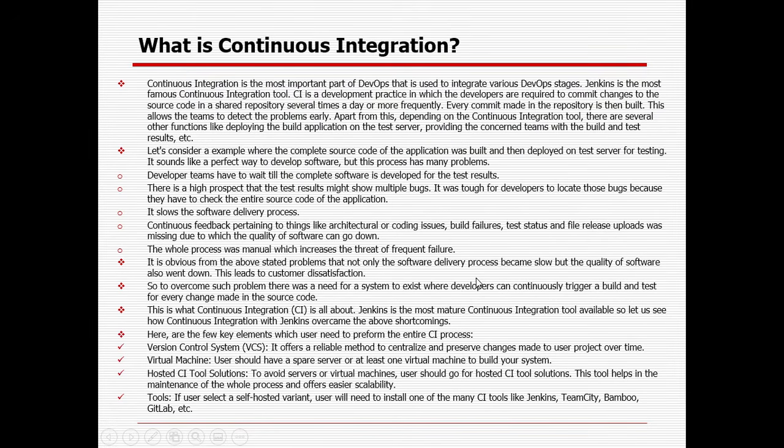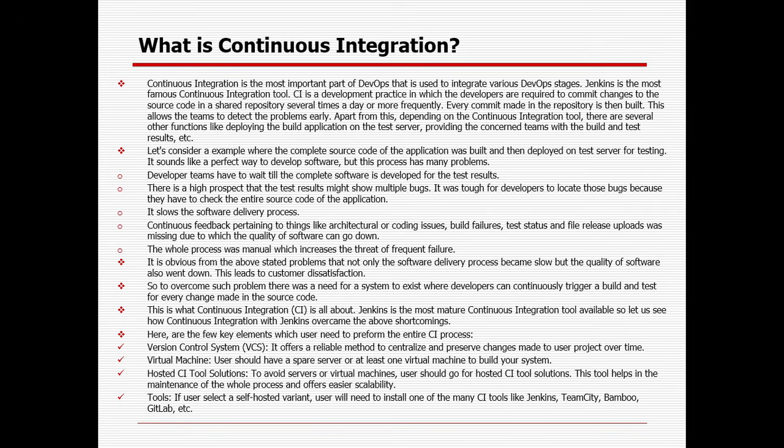We already know Jenkins is a DevOps tool for CI/CD, which is nothing but continuous integration and continuous delivery. So we will learn here what CI, or continuous integration, is all about. Continuous integration is the most important part of DevOps, used to integrate various DevOps stages. Jenkins is the most famous continuous integration tool. CI is a development practice in which developers are required to commit changes to the source code in a shared repository several times a day or more frequently.